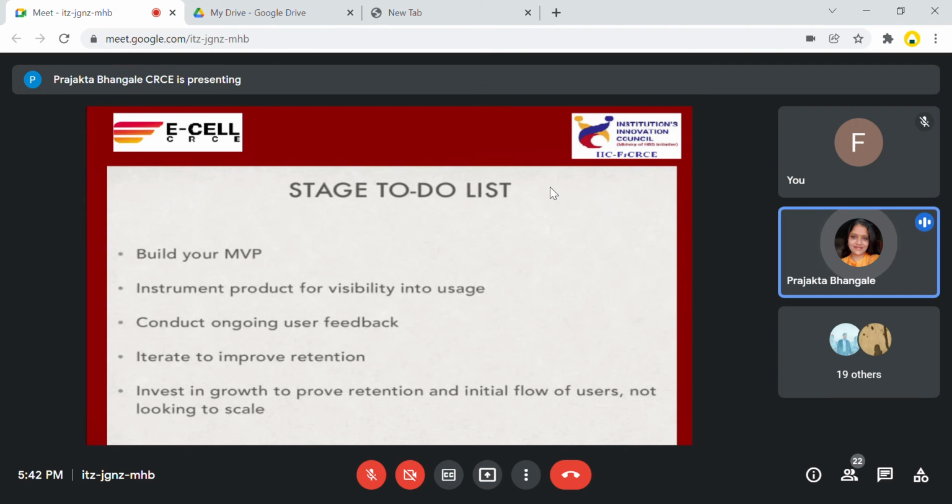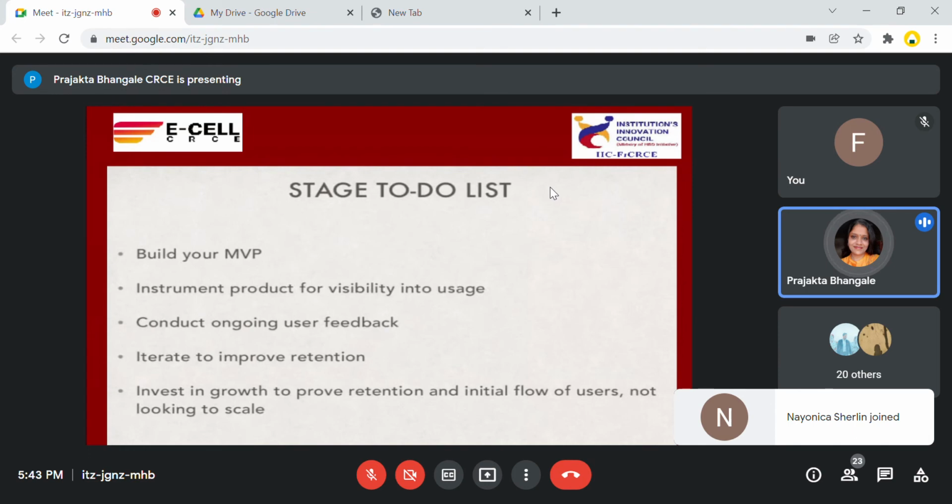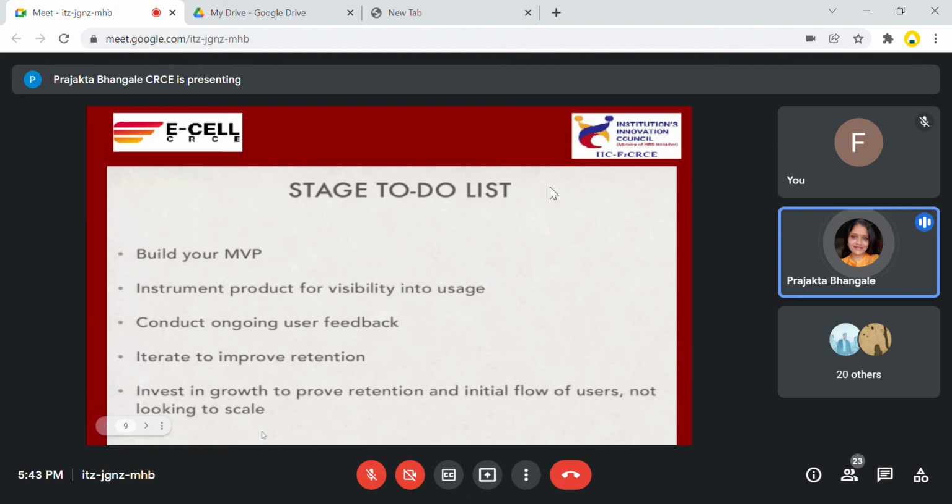So obviously you have to iterate again and again. You have to ask the user what kind of feedback there is, improve the retention, invest in growth to prove the retention and initial flow of users, not looking to scale. Matlab, currently you don't look at large scale development. First of all, you iterate multiple times and check whether you are able to retain those customers or clients with you or not. Then only will you be successful in getting the investment from the investor, if you are able to retain the customers with your product.